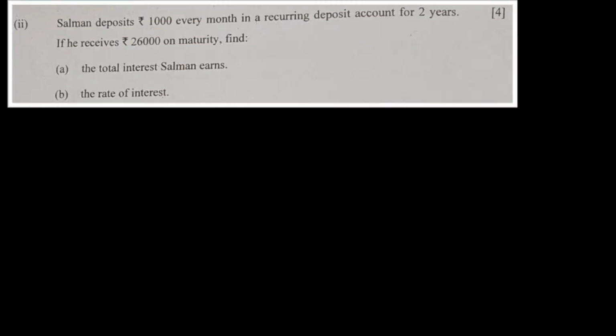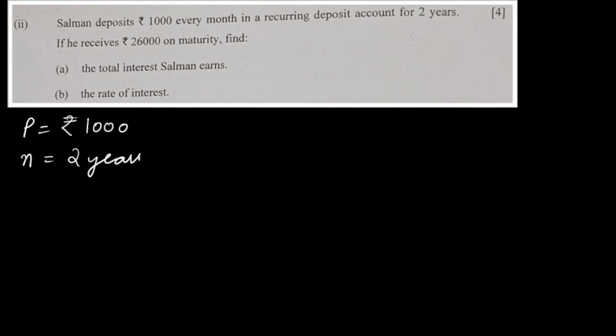Question number 2, second part. So this question is of banking. This is again a 4-mark question you can see here. Whenever we are getting these types of questions, you have to write the given things and what we have to find. So Salman deposits rupees 1000 every month. So the monthly deposit amount is principal. So principal is given to us as 1000 in a recurring deposit account for 2 years. So time period is equal to 2 years.